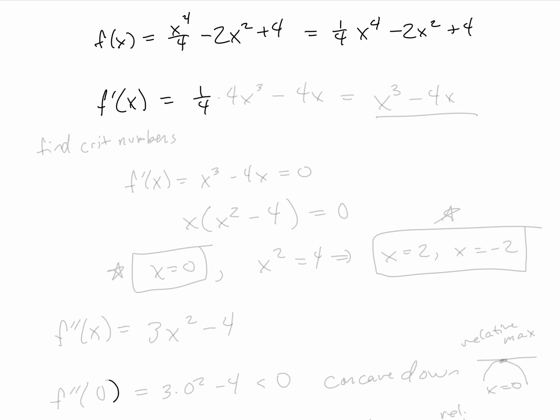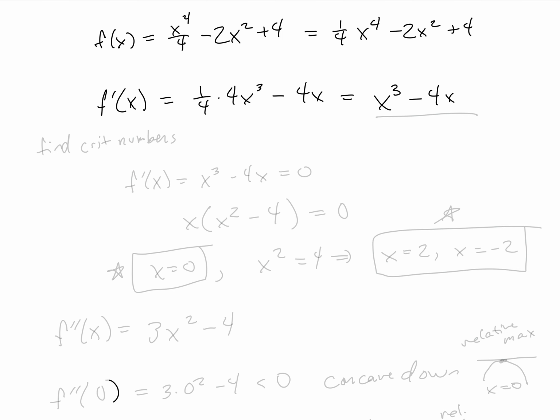So using the constant multiple rule, the 1/4 just stays out front. The derivative of x to the fourth is 4x cubed, minus the derivative of 2x squared, which is 4x. The derivative of 4 is just 0. So the first derivative is just x cubed minus 4x.